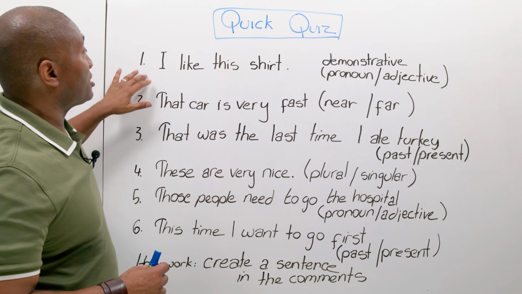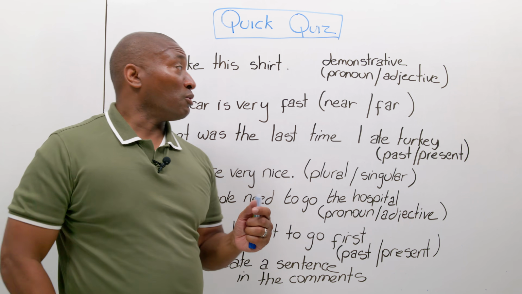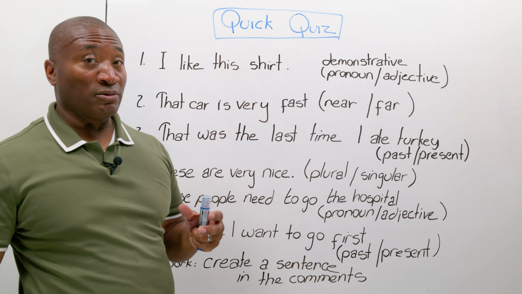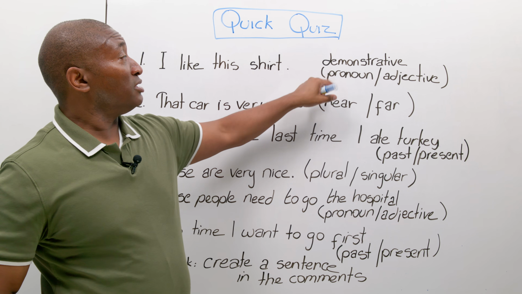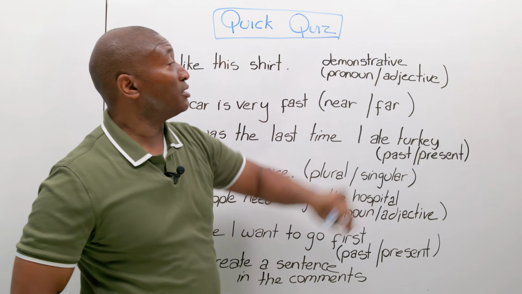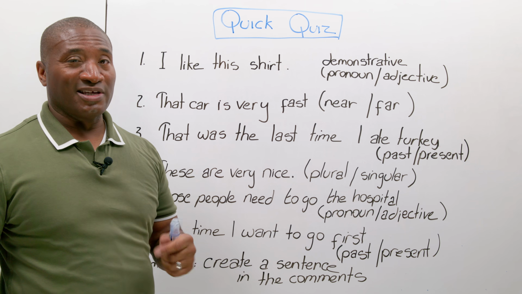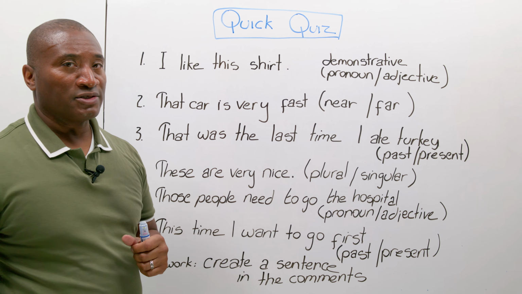Okay, so the first one says, I like this shirt. If you remember in the bonus section, I told you you can change it from a pronoun to an adjective. So is this a demonstrative as in the pronoun, or is it a demonstrative adjective? Take a second, think about it. Let's see if you get it right.